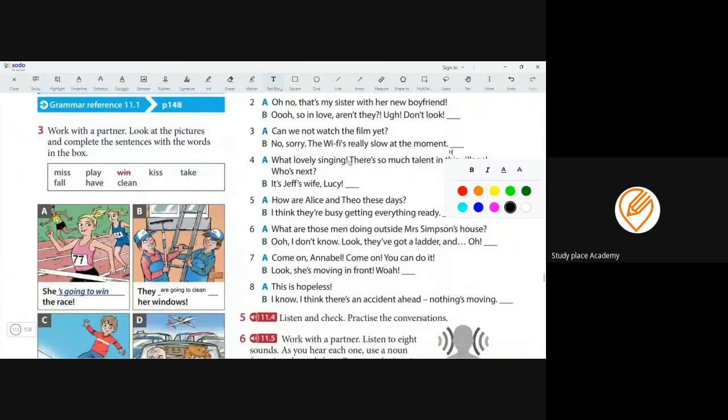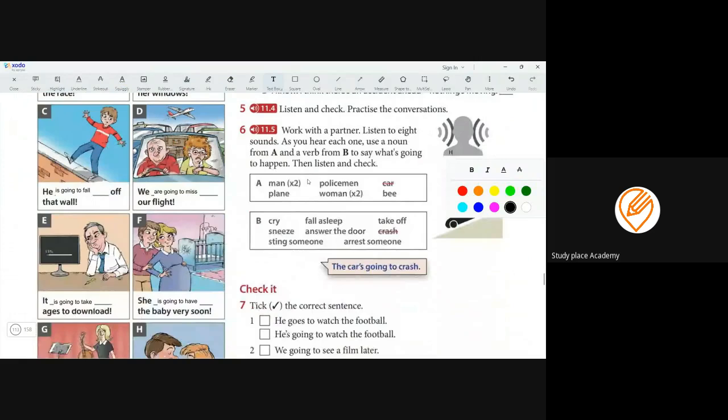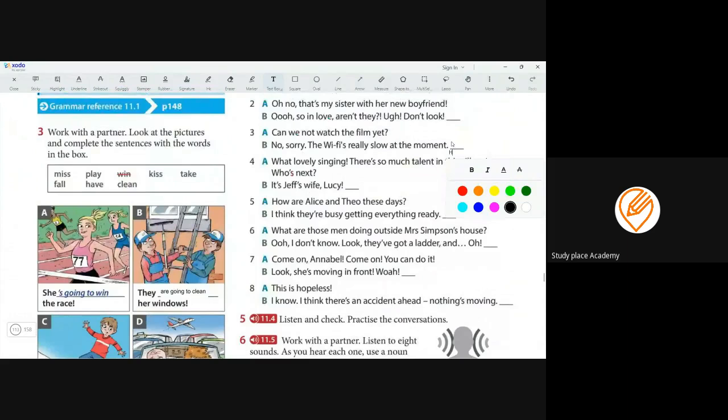So number 2 with H. That's funny. Number 3, can we not watch the film yet? No, sorry, the Wi-Fi is really slow at the moment. I think it's going to take ages to download, so it's E.